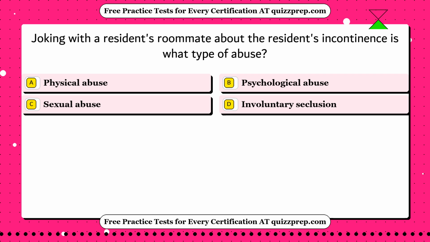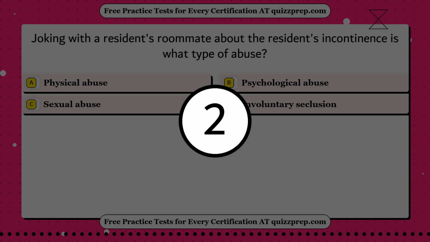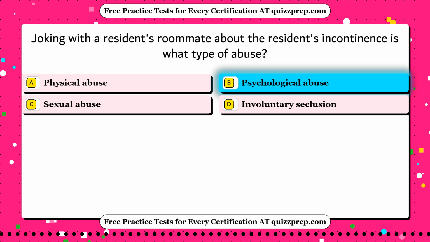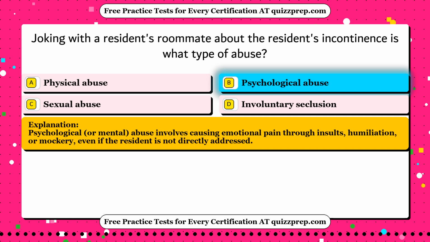Question 29. Joking with a resident's roommate about the resident's incontinence is what type of abuse? Option A, physical abuse. Option B, psychological abuse. Option C, sexual abuse. Option D, involuntary seclusion. The correct answer is Option B, psychological abuse. Psychological, or mental, abuse involves causing emotional pain through insults, humiliation, or mockery, even if the resident is not directly addressed.